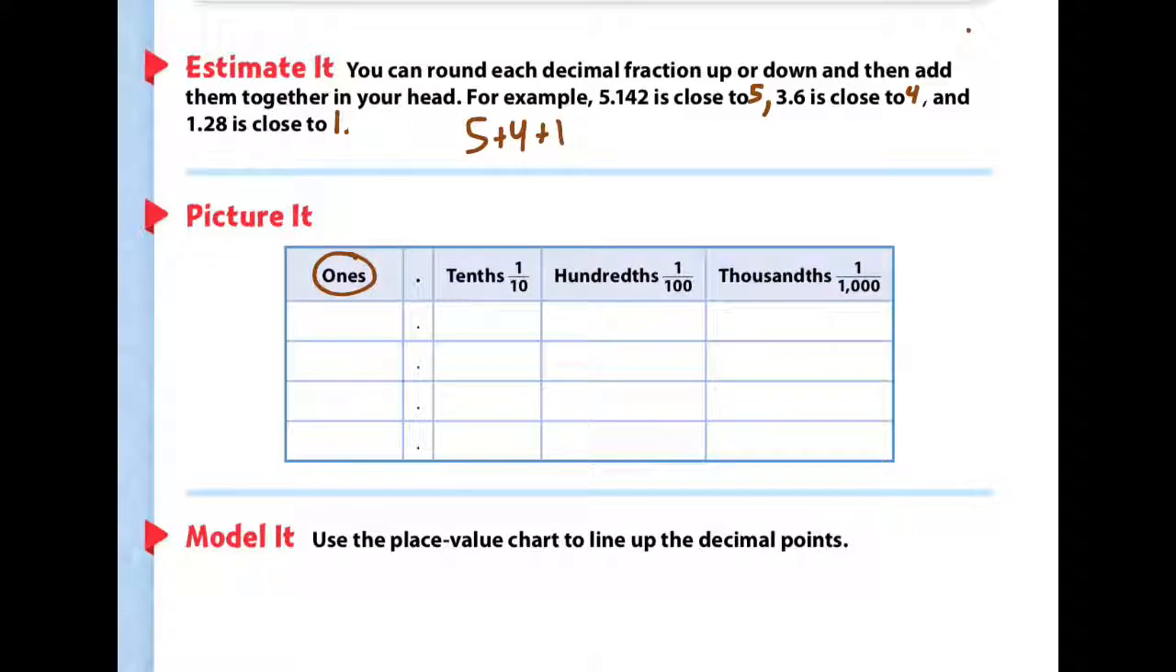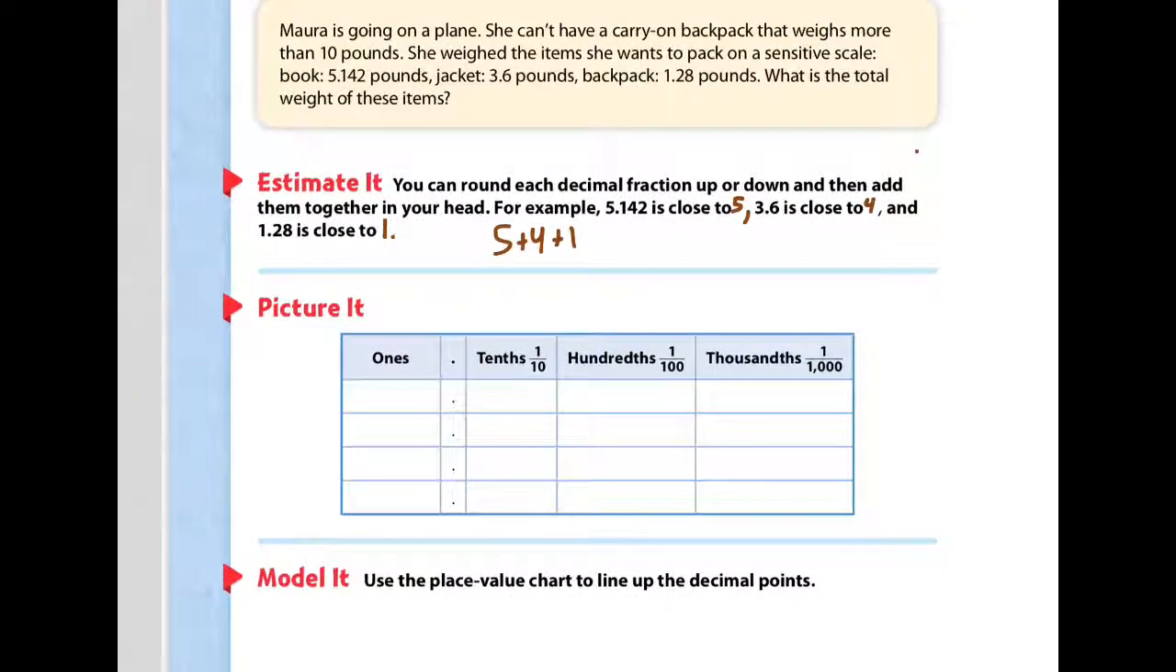Now, to picture it, you could do a place value chart. So ones is your whole numbers. You've got your tenths, your hundredths, and your thousandths. So in this one, what you would do is take the first number. Remember, we have 5.142, and you'd put 5 ones, 0.142. Now the second one, remember the jacket weighs 3 and 6/10 pounds, so you'd have 3 and 6/10, but you could fill in zeros in the hundredths and thousandths. And then in the third one, the backpack is 1 and 28 hundredths pounds, so 1.28, fill in your 0. So if you like doing a place value table, you're definitely able to add up your problem that way.